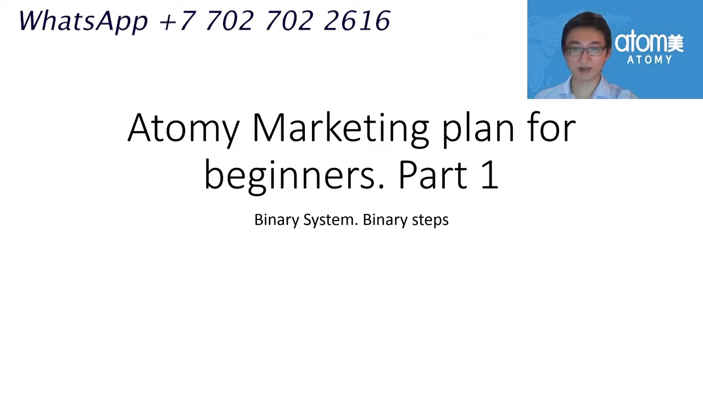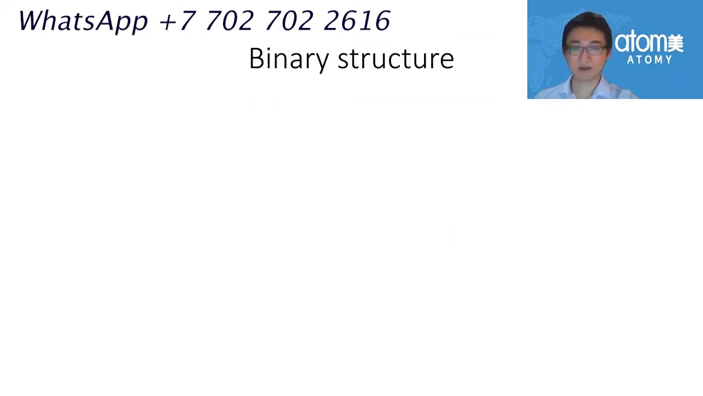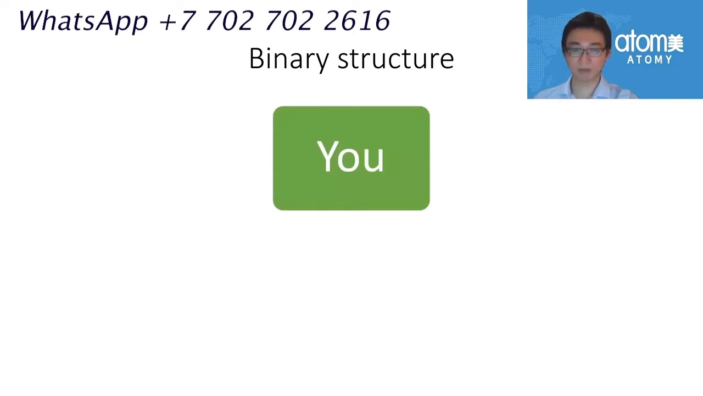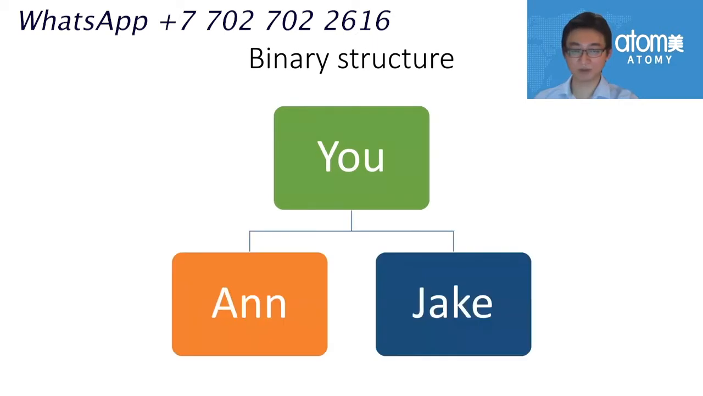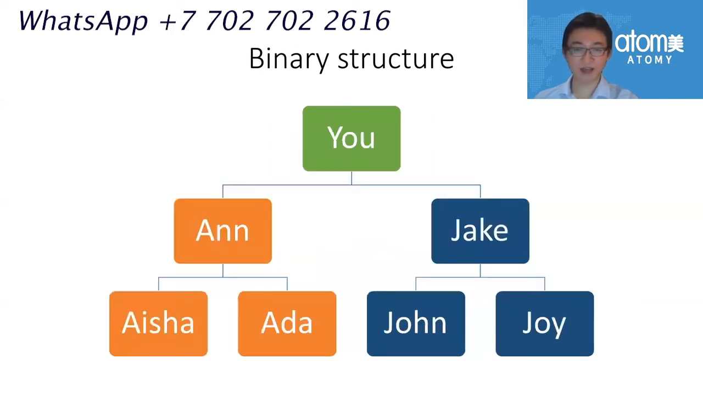So let's start. First, let's speak about the binary structure. When you register in Atomy, you start like everybody else from ground zero. Everything starts with you. You're number one in your business. And underneath you directly, only two people can be registered. So let's say Anne and Jake. All other partners which you want to add to a structure must be registered underneath Anne and Jake, and etc.